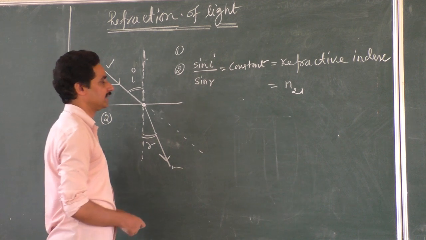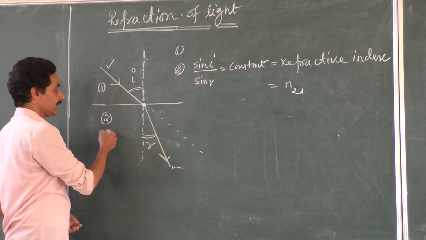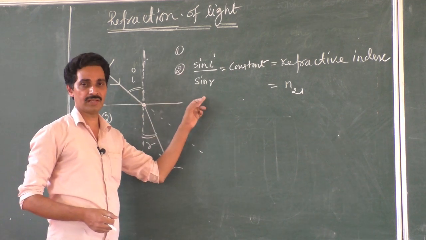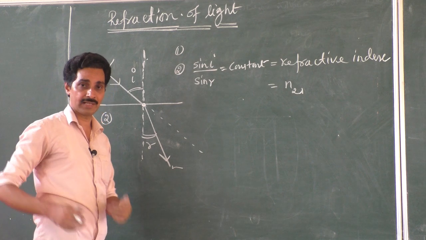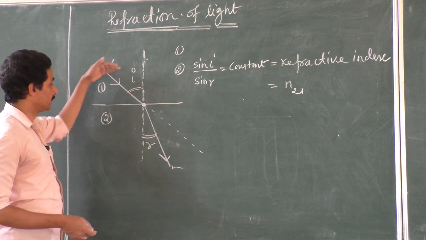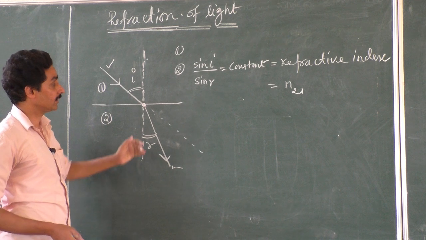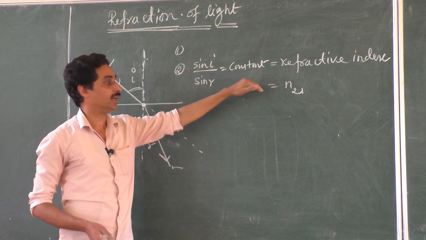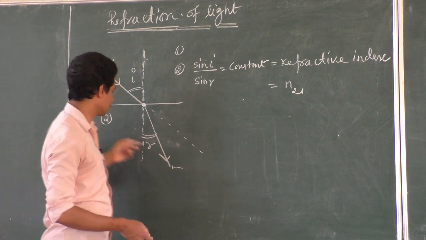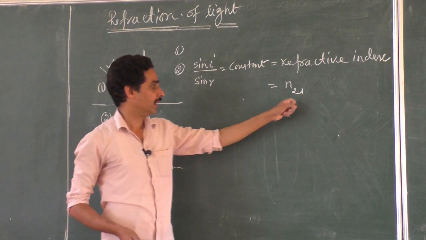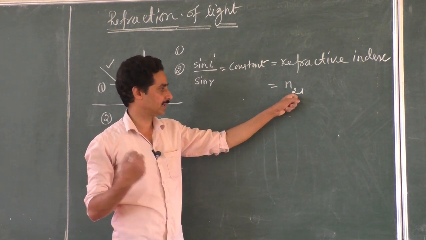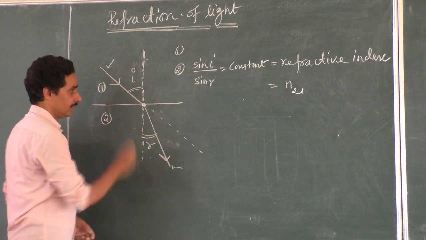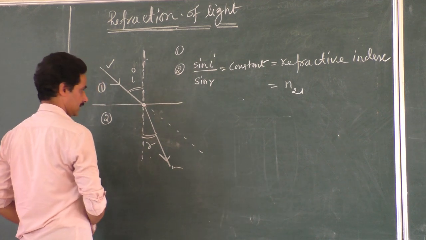So define refractive index of a medium. Refractive index of a medium with respect to another medium is the ratio of the sine of the angle of incidence to the sine of the angle of refraction. Or you can define it like this: when a ray of light travels from one medium to another, the ratio of the sine of the angle of incidence to the sine of the angle of refraction is always a constant, and that constant is called the refractive index of the second medium with respect to the first medium. The medium where the light undergoes refraction has to be written first, and the other medium next, because refraction is occurring here. So this is one particular case.